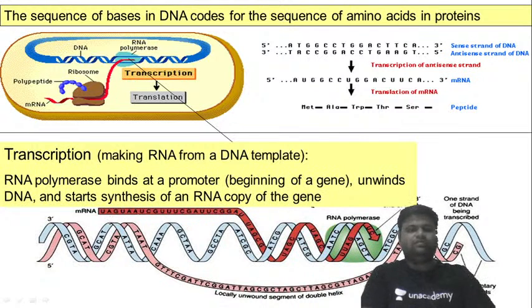So this is the transcription process, whereby the RNA polymerase binds at a promoter and unwinds the DNA and starts the synthesis of an RNA copy of a gene. So this is the unwinding process that is going on.